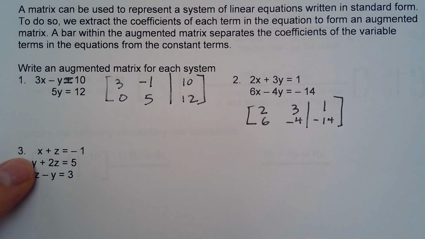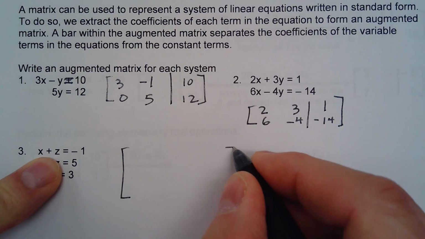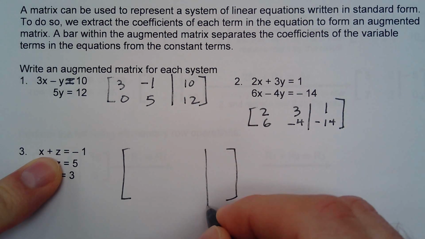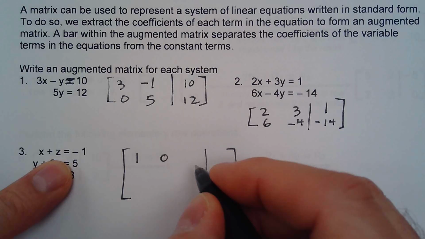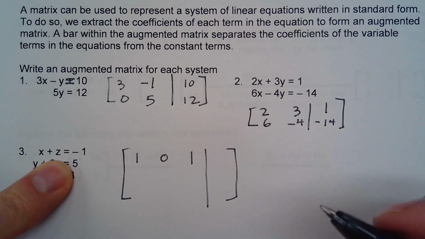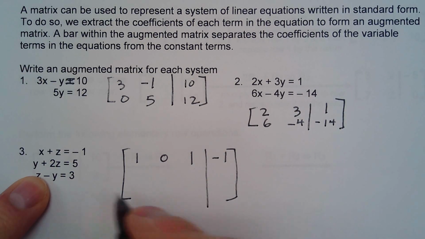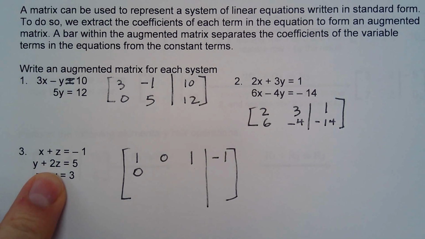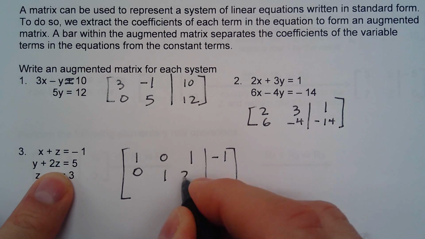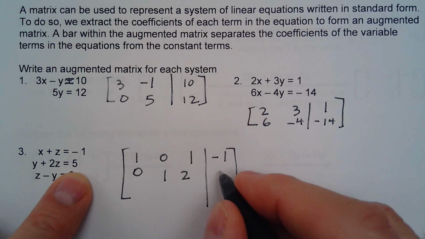Now this one is missing some variables. So the first equation is missing a y. So when I do my matrix, I'm going to put 1 for the coefficient of x, 0 for the coefficient of y, 1 for the coefficient of z, and my answer negative 1. There's no x in the second equation, so I'm going to put 0 for the coefficient of x, 1 for the y, 2 for the z, and then my 5.